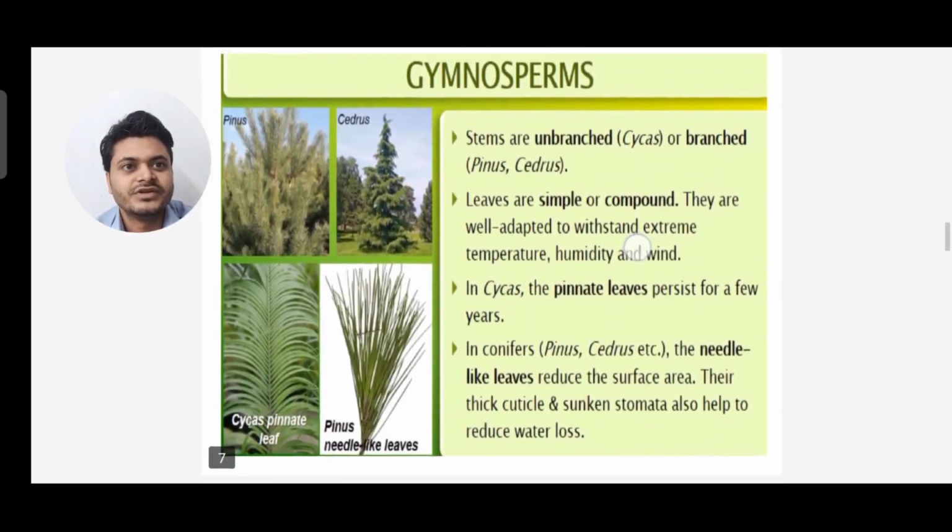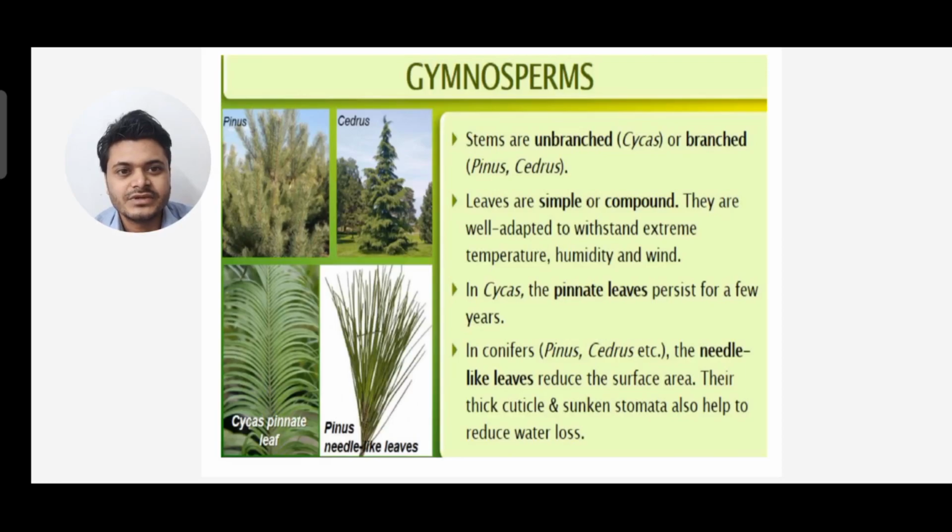You can see the different plants: Pinus, Cedrus, Cycas with pinnate leaves, and Pinus with needle-like leaves. The stems are unbranched in Cycas, or branched in Pinus and Cedrus. So stems of gymnosperms can be both unbranched and branched. Leaves are simple or compound. They are well adapted to withstand extreme temperature, humidity, and wind. In Cycas, the pinnate leaves persist for a few years.